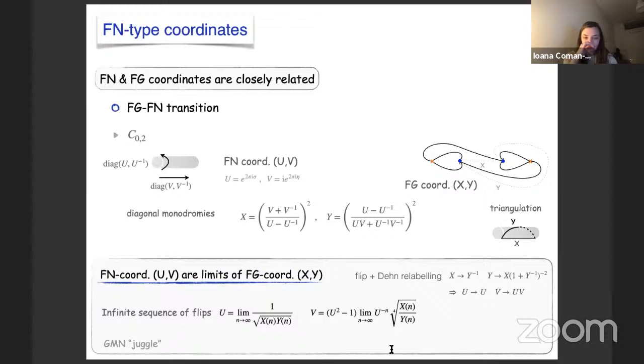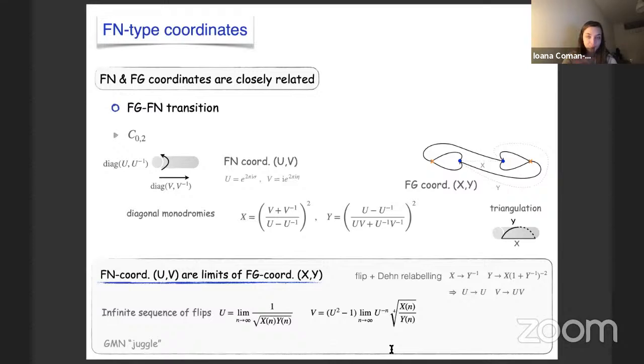I have talked about both types of coordinates. On the one hand, it is true that there exists much work that has been focused on investigating the full contour of coordinates and the transitions between such coordinates. But I've just tried to emphasize the importance of the Fenchel-Nielsen coordinates with regards to topological string.